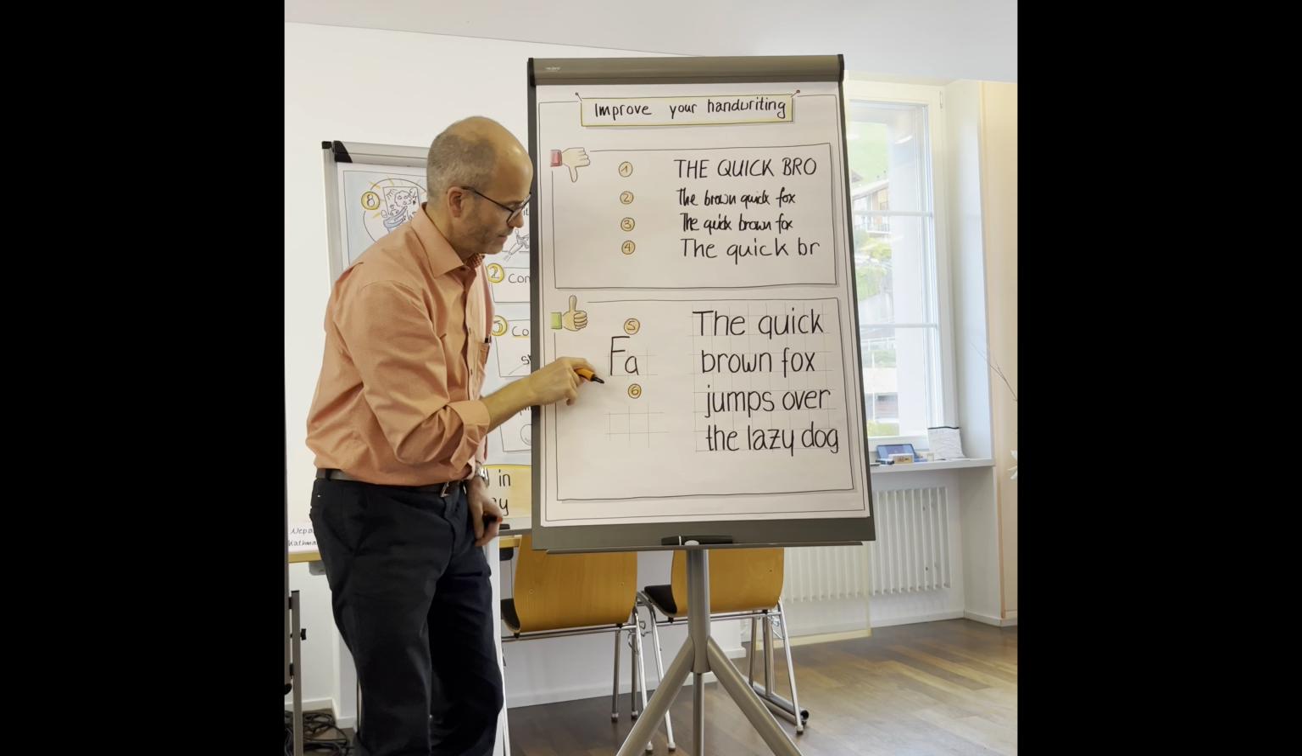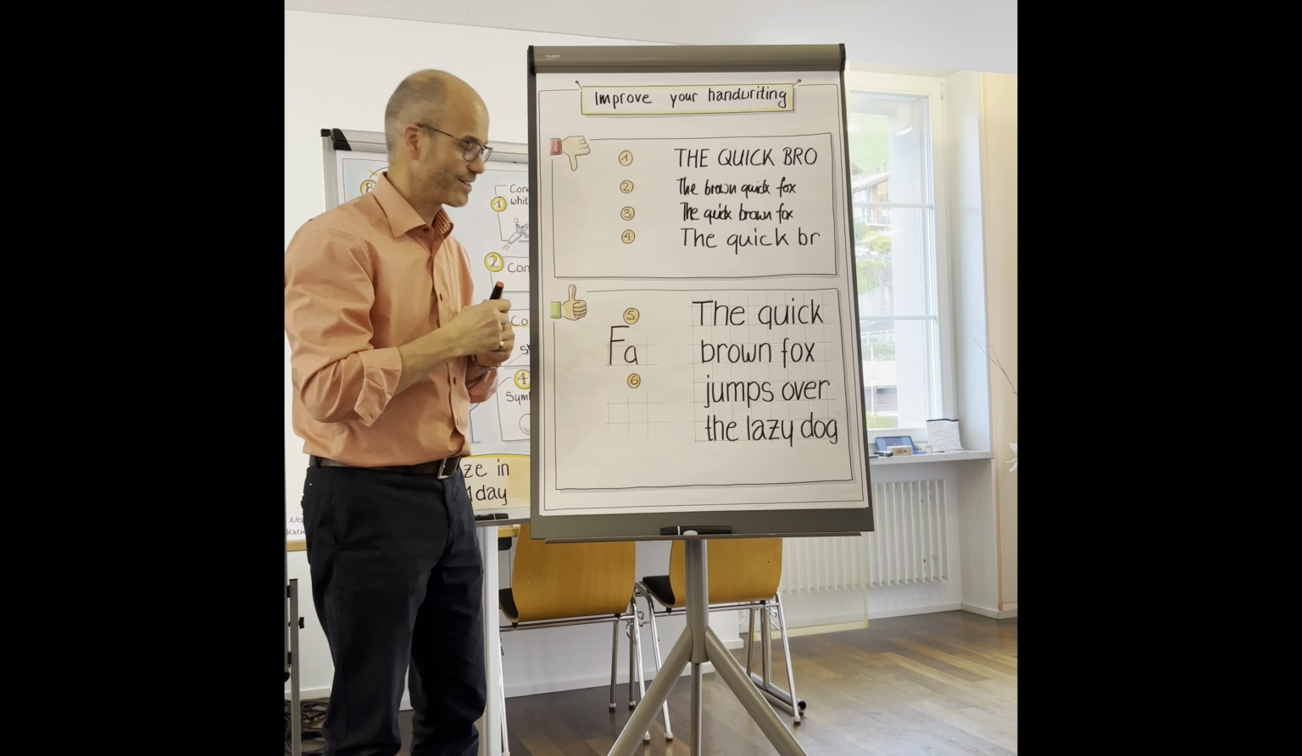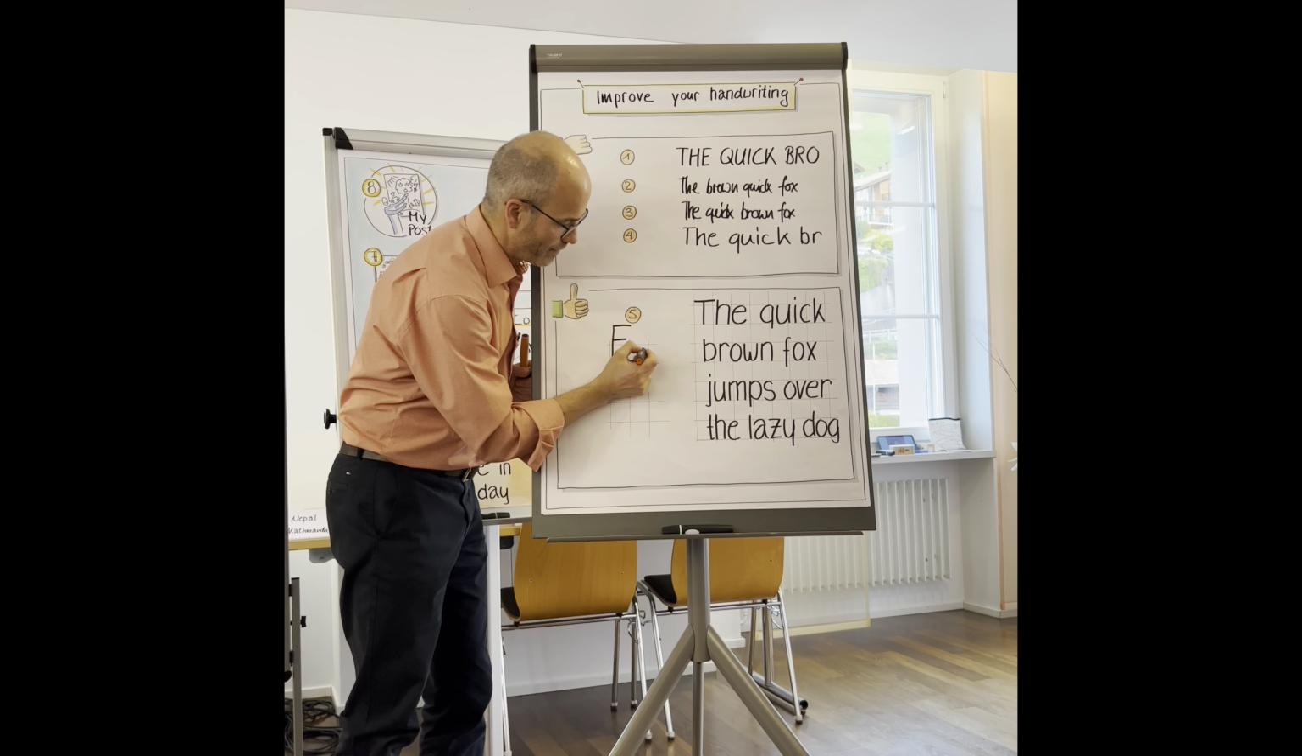Usually, the biggest mistake made by beginners is this one here: they write the big letters double the size of the small letters, like this. It takes space. You see, it's not necessary. It's enough if you write half, like this.